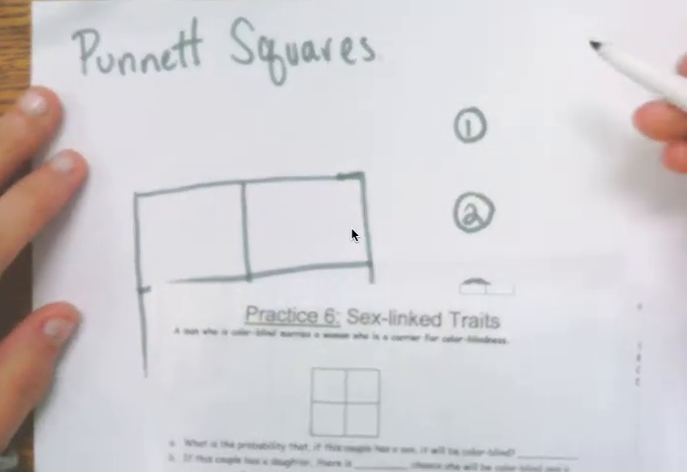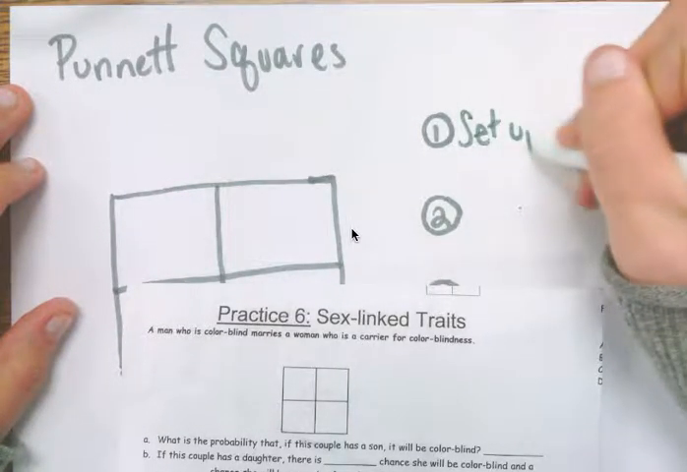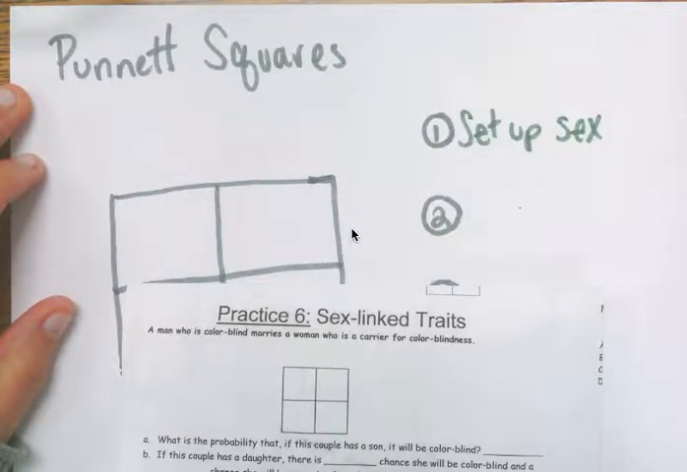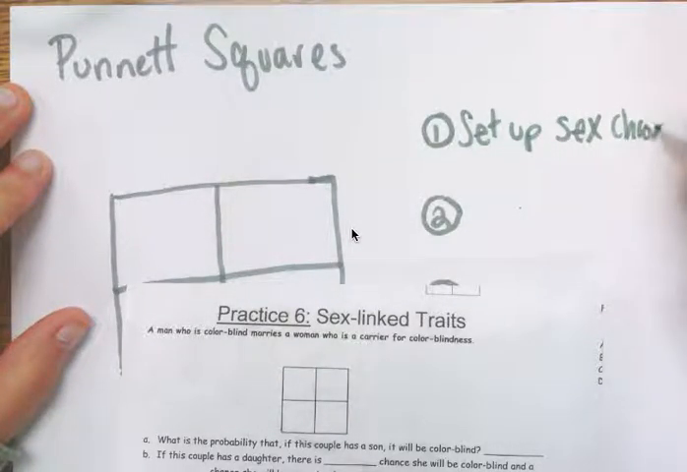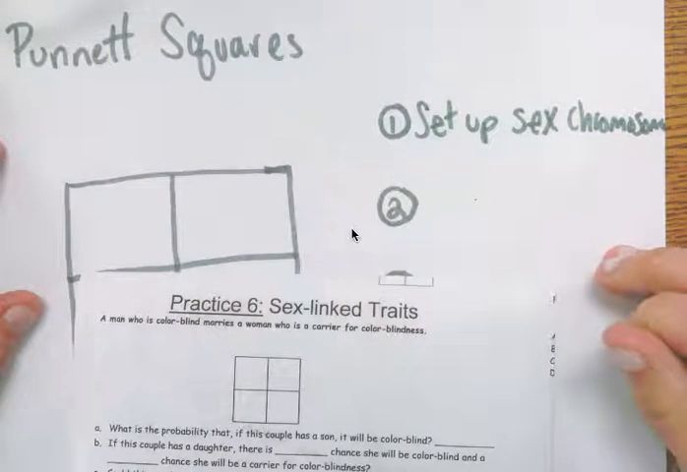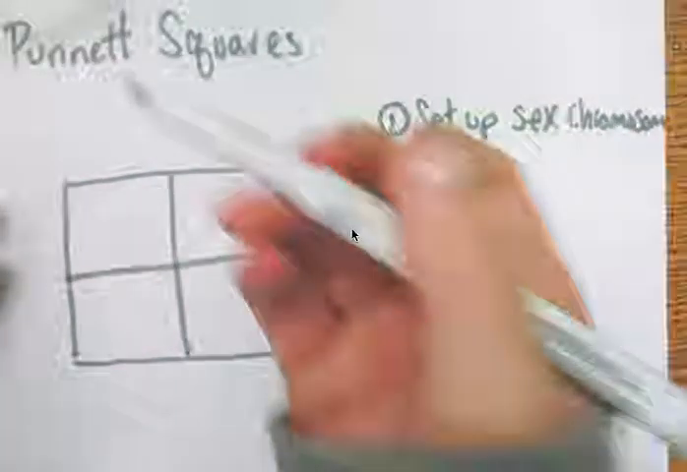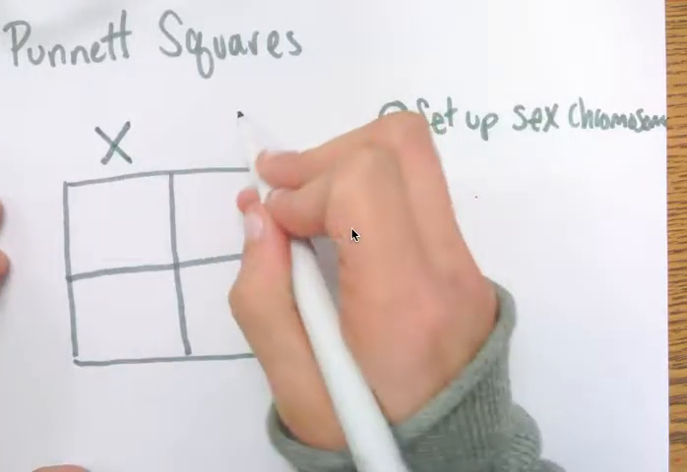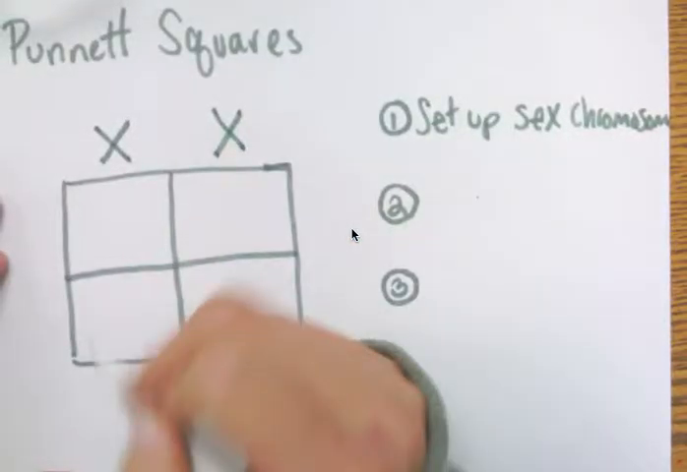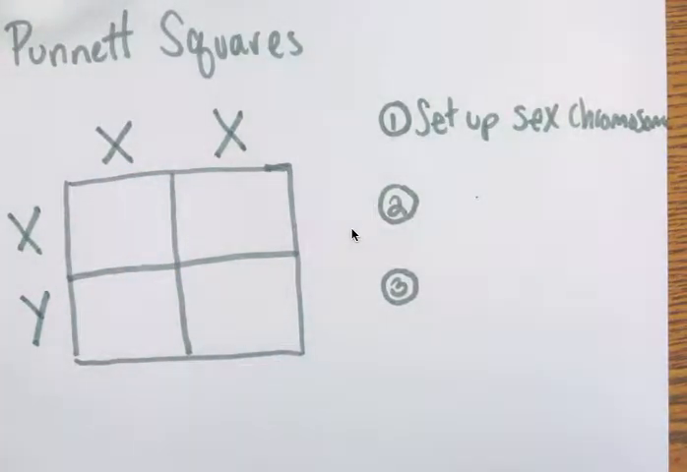The first thing you need to do when you're building these Punnett squares, you need to set up the sex chromosomes first. You need to set up your X's and Y's. So I'm going to put, there's mom, 2 X's, is a female, and here's dad, X, Y. That's the first thing. You have to have these sex chromosomes. That's going to tell you which offspring are male and which offspring are female.